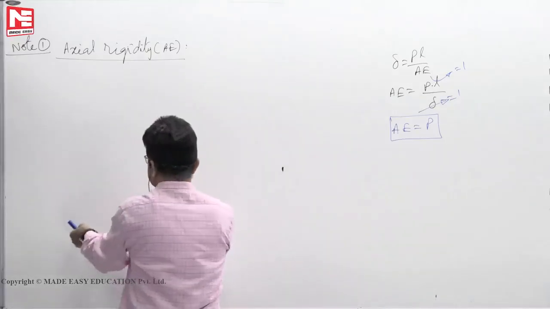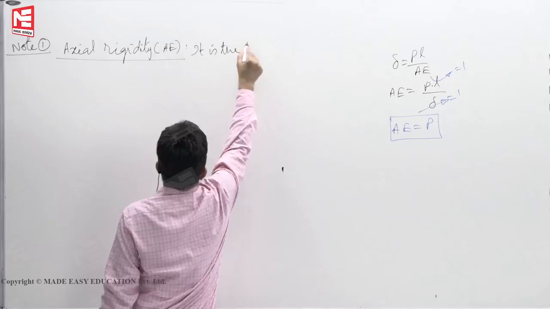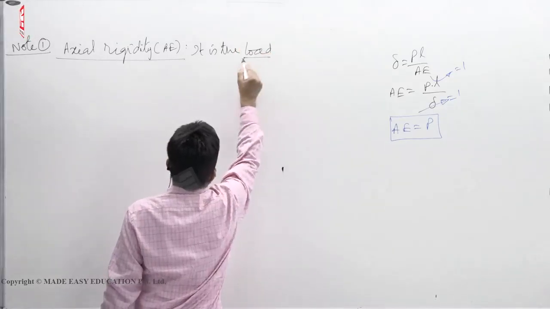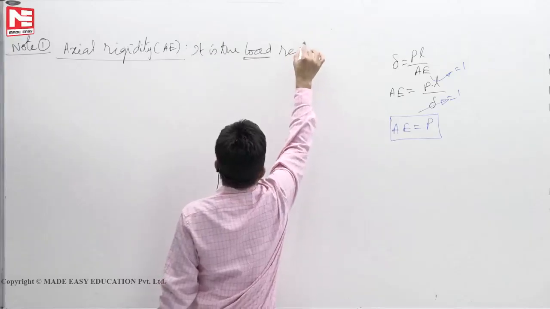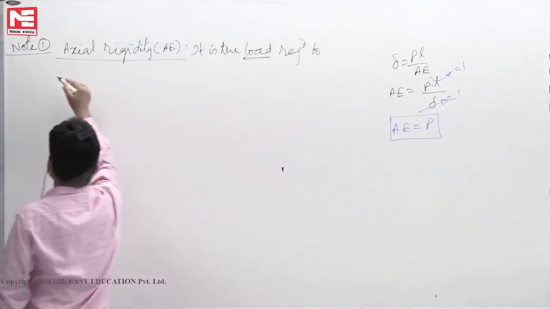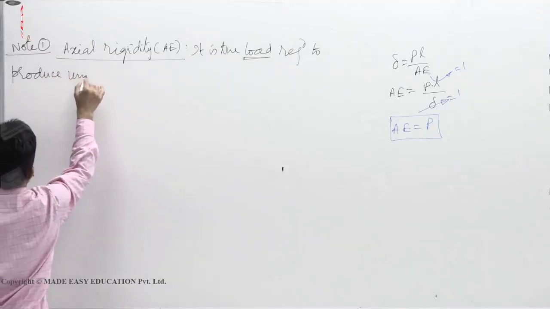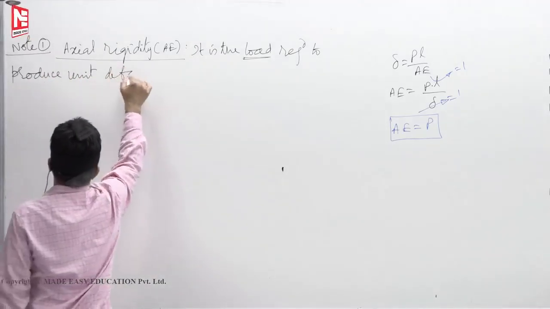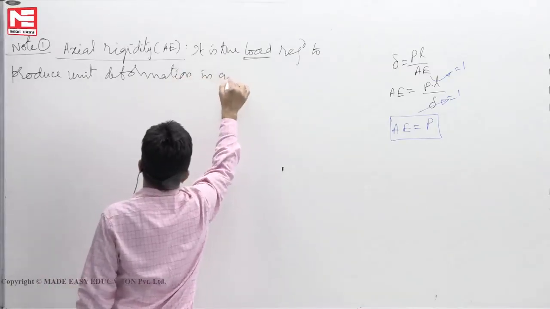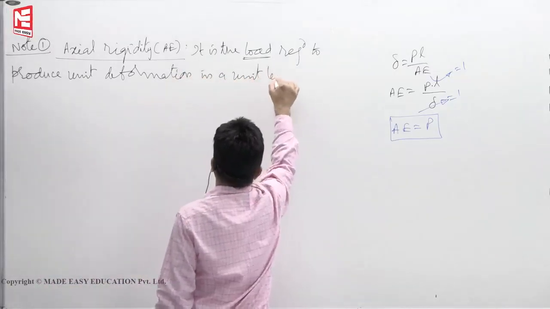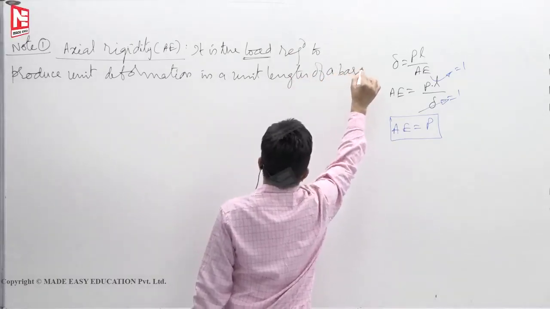Okay, axial rigidity. This definition is like this. It is the load. It is not the stress, not a deformation. It is the load required to produce unit deformation in a unit length of a bar.